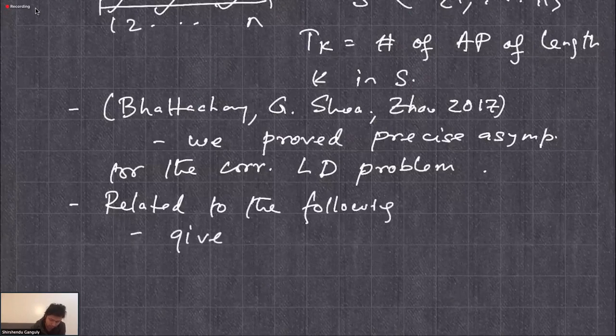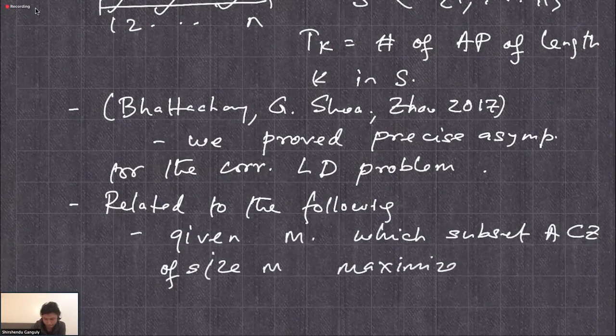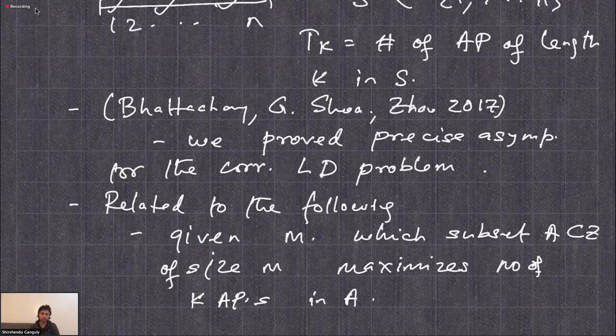given m, which subset A of Z, let's say, of size m maximizes the number of k-APs in A? I mean, actually it's also not unrelated. In the subgraph problems, things related to this are also relevant.